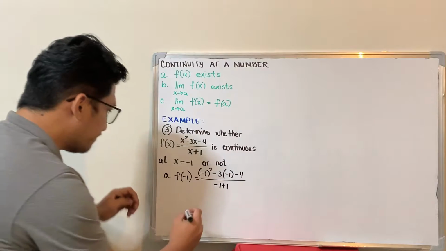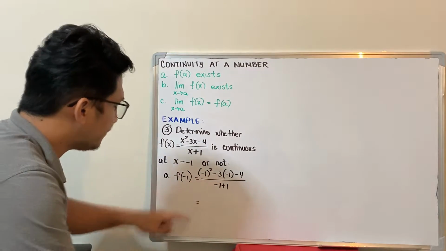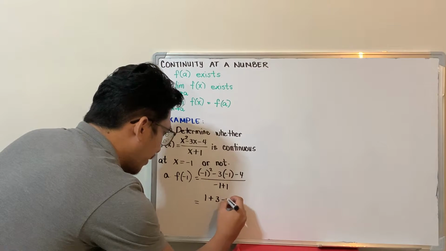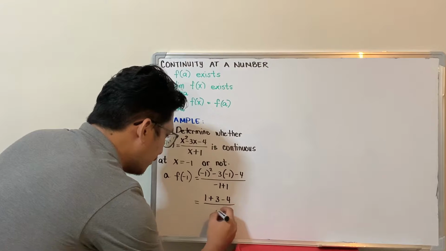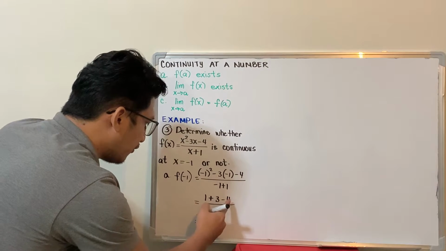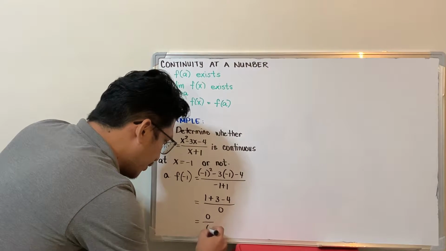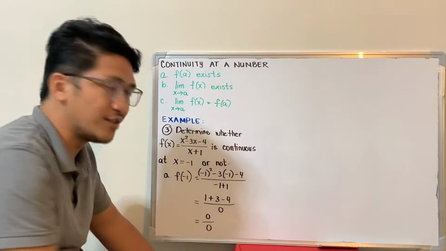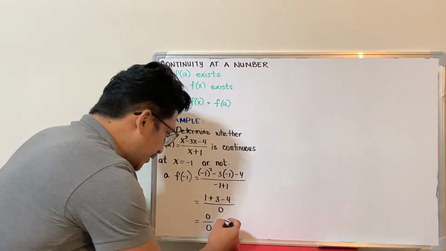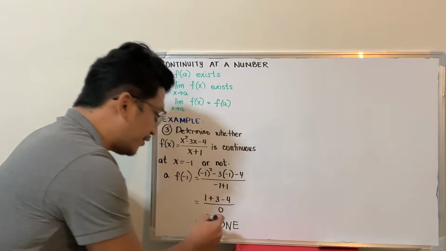And then after that, this is equal to this positive 1. This is plus 3 minus 4 all over, of course, this is 0. Now notice that this is 4 minus 4, which is also 0. So you will come up with 0 over 0. So we have this in calculus language, we call this indeterminate. And of course, this does not exist. This number does not exist, no?